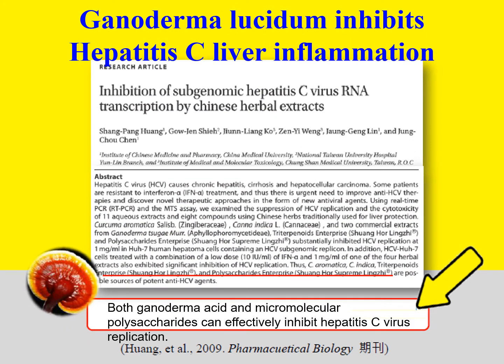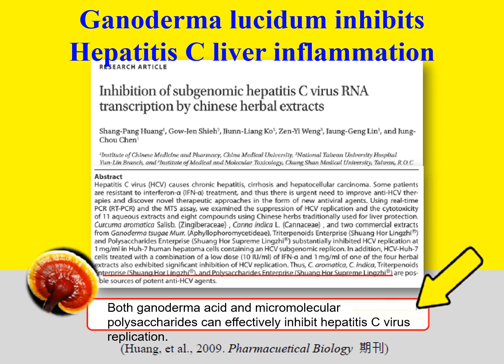So another research, they were looking at Ganoderma lucidum to see if there is a way that they can stop the liver from inflammation due to hepatitis B. So the result came back that it is actually quite good. Both Ganoderma acid and the active component, micromolecular polysaccharide, can effectively stop hepatitis C virus from replication also.